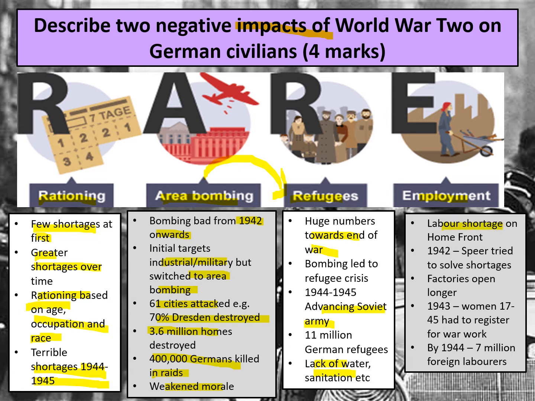Now, generally, there was a labour shortage on the German home front. They employed a man called Albert Speer in 1942 to become the Minister for Munitions, and he was hired to try and solve these shortages.